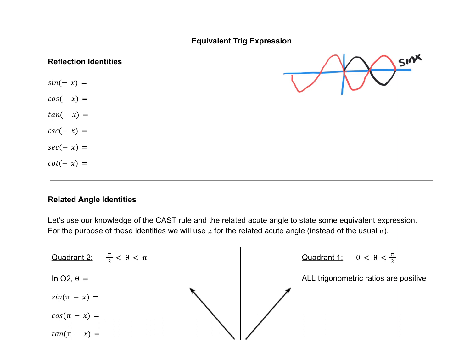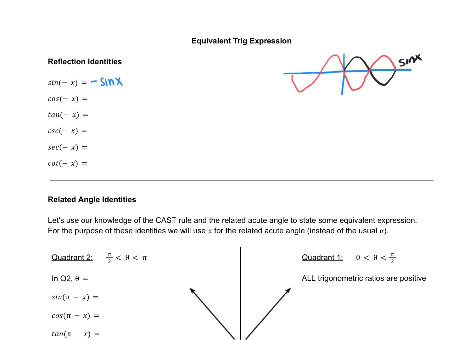So a reflection over the y-axis actually looks the same as reflecting the base function over the x-axis. With that in mind, I can say sine of negative x is the same as negative sine x. So whether I reflect over the x or the y-axis for sine, you'll end up with the same reflected function.